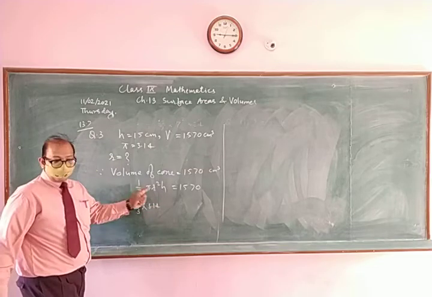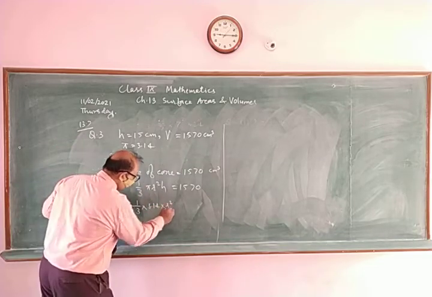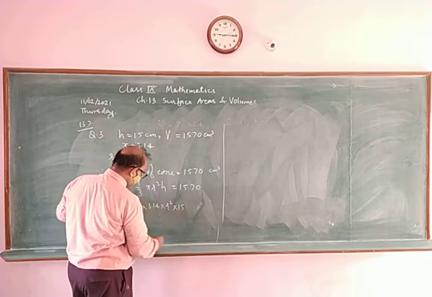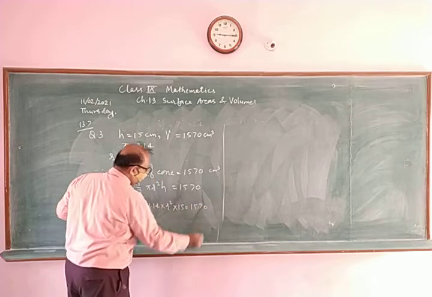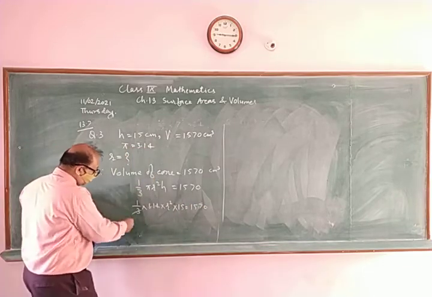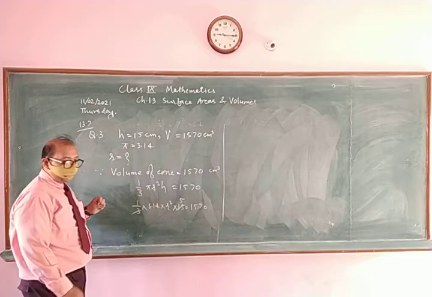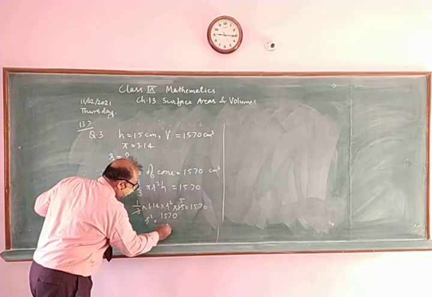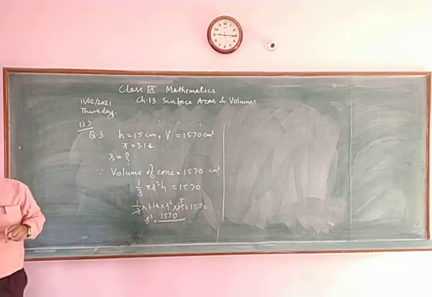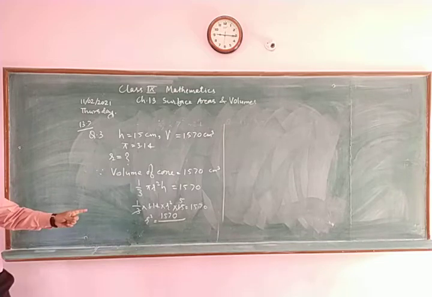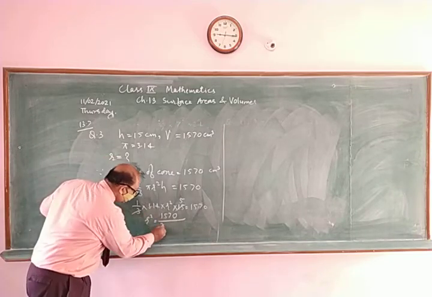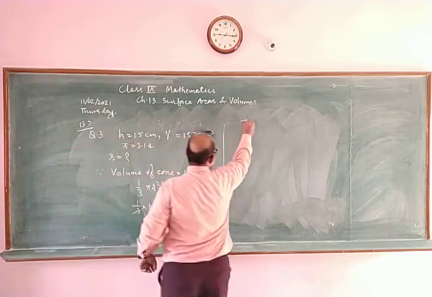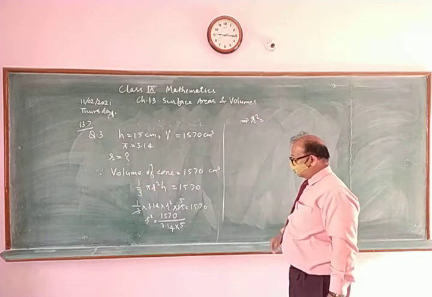We have to find the radius. So r square as it is. Height is given 15 centimeter is equal to 1570. See, 3 5s are 15. So r square is equal to 1570 divided by 3.14 into 5. So r square is equal to, got it?